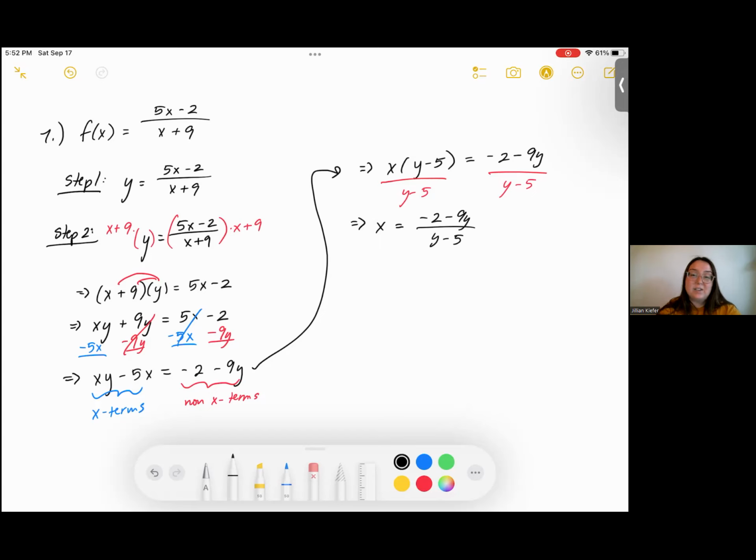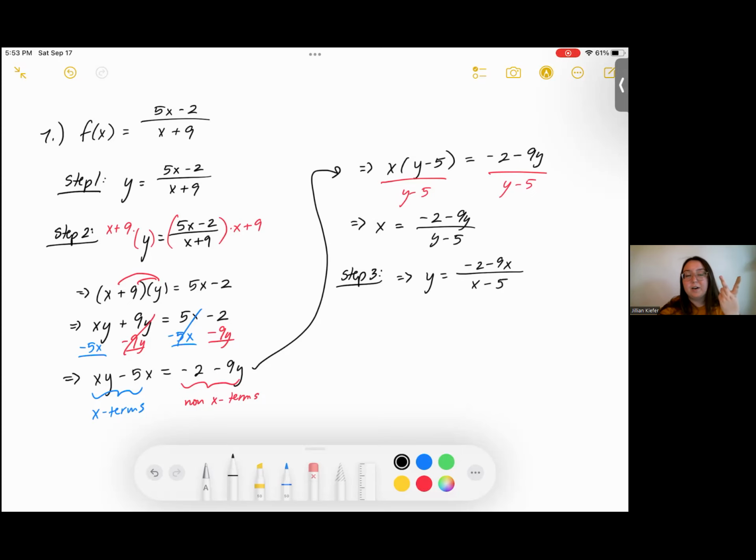So we did all the heavy lifting. We did the hard part of finding an inverse function of something that looks like a rational function here. Step 3 is 2 last parts. First is we are going to replace all the y's with x's and replace the x with a y. So this turns into y equals negative 2 minus 9x divided by x minus 5.